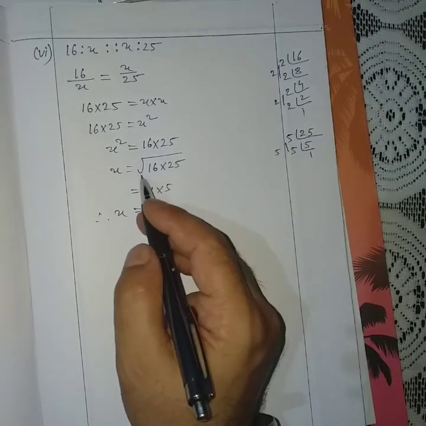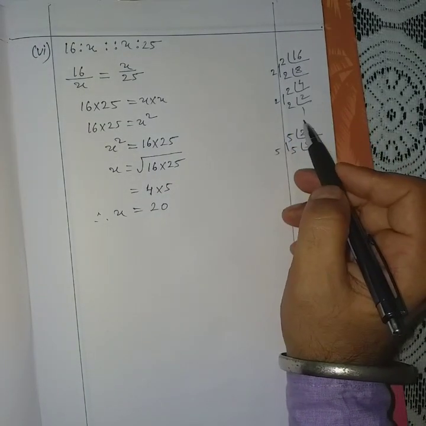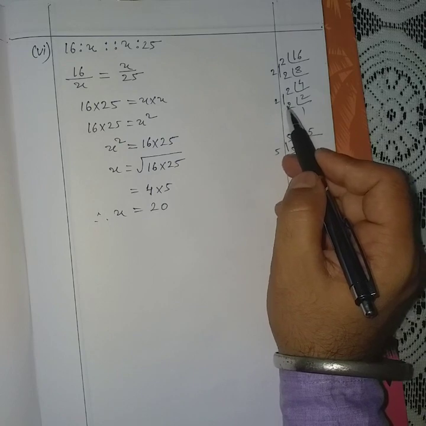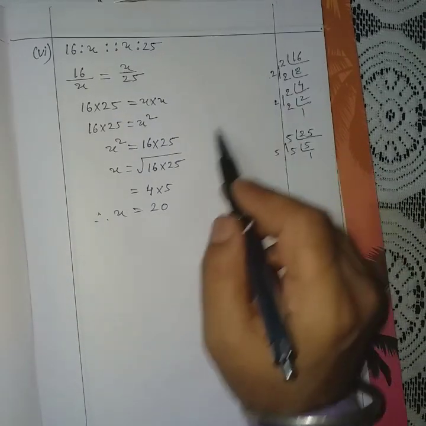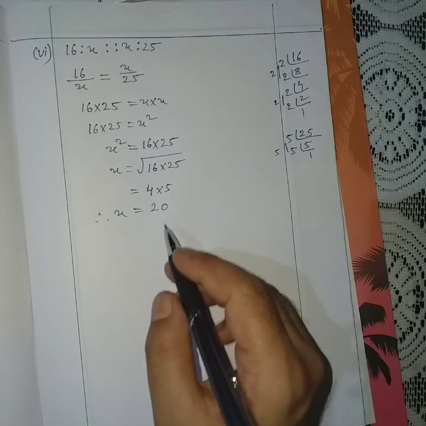Okay, you have to see the square root part here. All right, you have to factorize it, pair it, then multiply and write it here. Okay, so this completes question number 3.